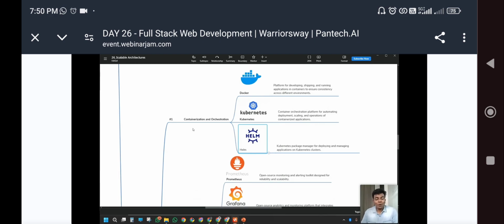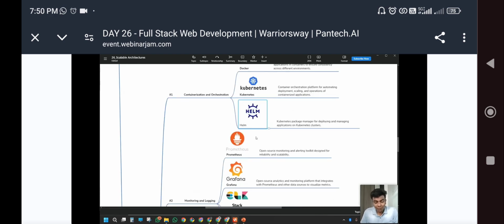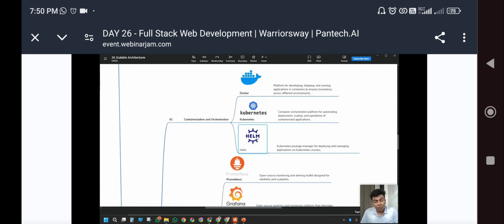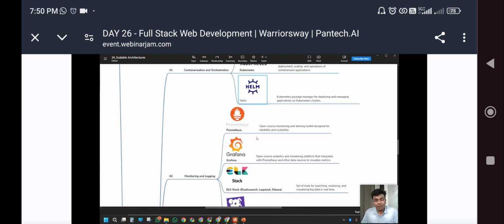Your task is to go and refer to it, and build something, anything that is possible in a small way. Go and refer to what Kubernetes is and what Helm will do.